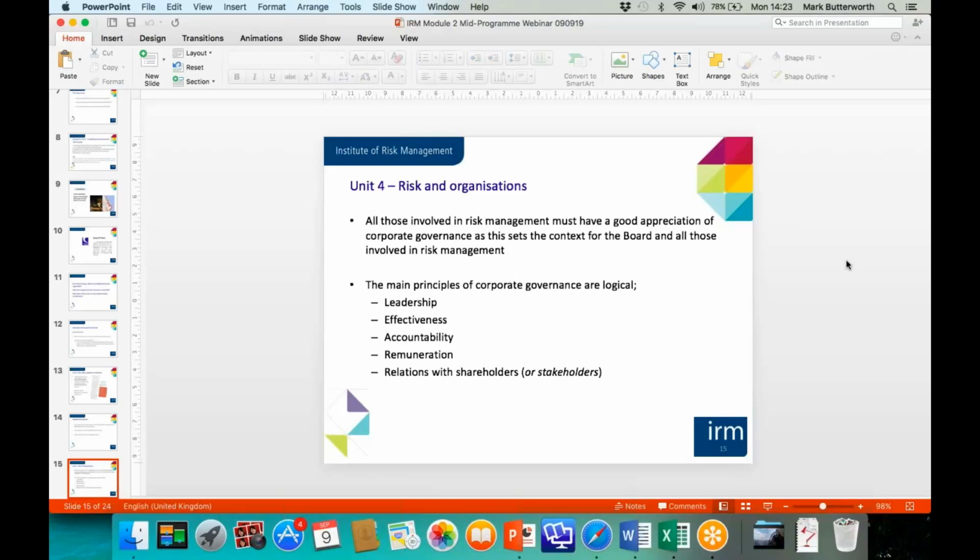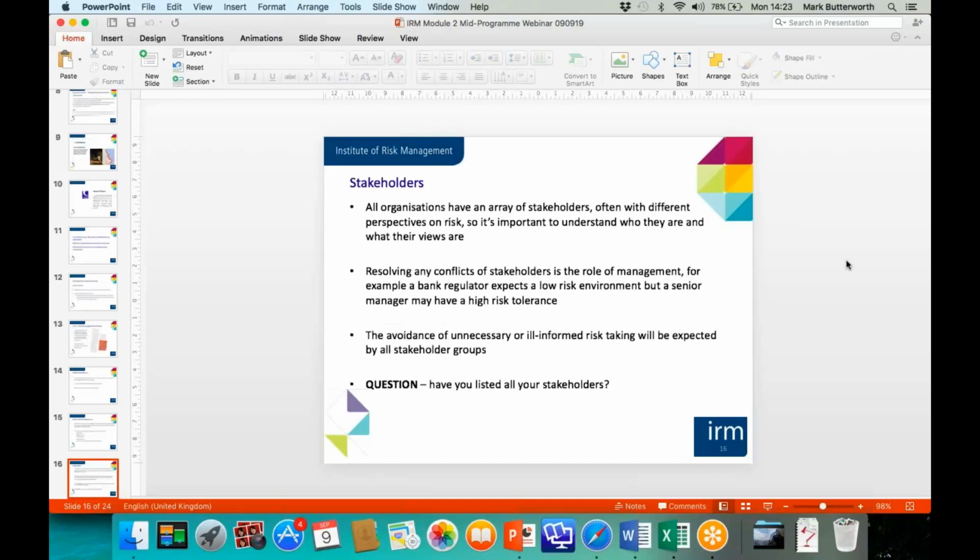The main principles here are shown within the code: leadership, effectiveness, accountability, remuneration, relationships with shareholders or stakeholders. Let's have a little look at what we mean by stakeholders. Let's think about stakeholders a bit more. And all organizations have quite an array, quite an extensive network, if you will, of stakeholders. And they will often have different perspectives on risk.